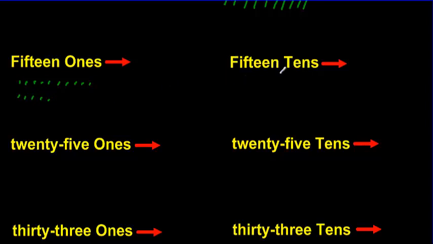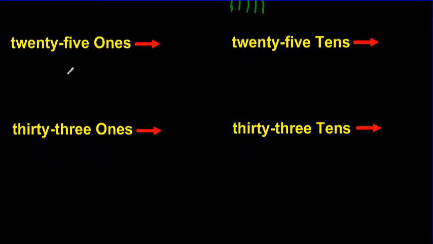How about 15 tens? Again, the same principle. 1, 2, 3, 4, 5, 6, 7, 8, 9, 10. Stop! Move on to the next row. 11, 12, 13, 14, 15. Just keeps things looking organized. It's going to help you down the road. Trust me.